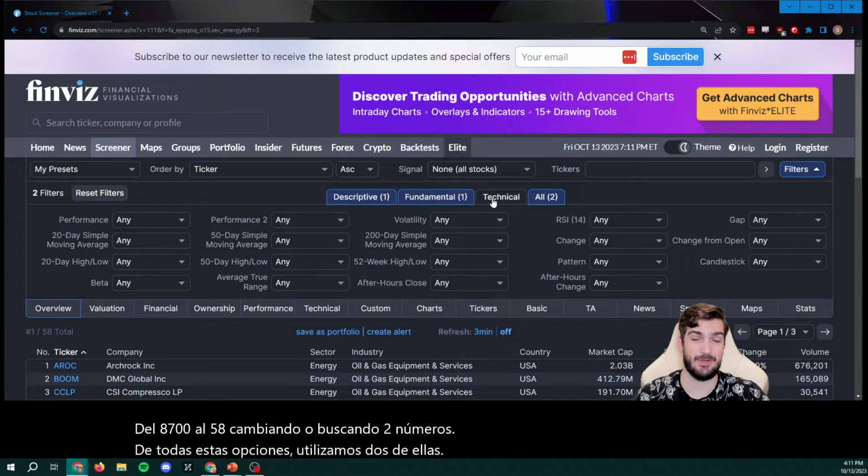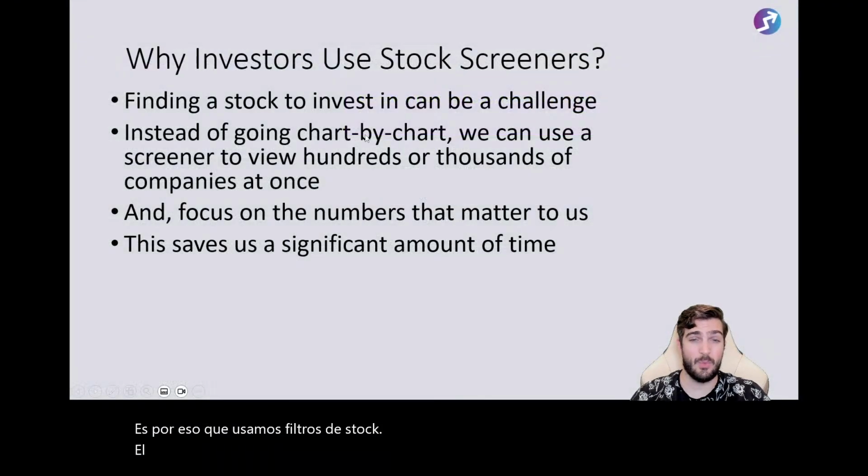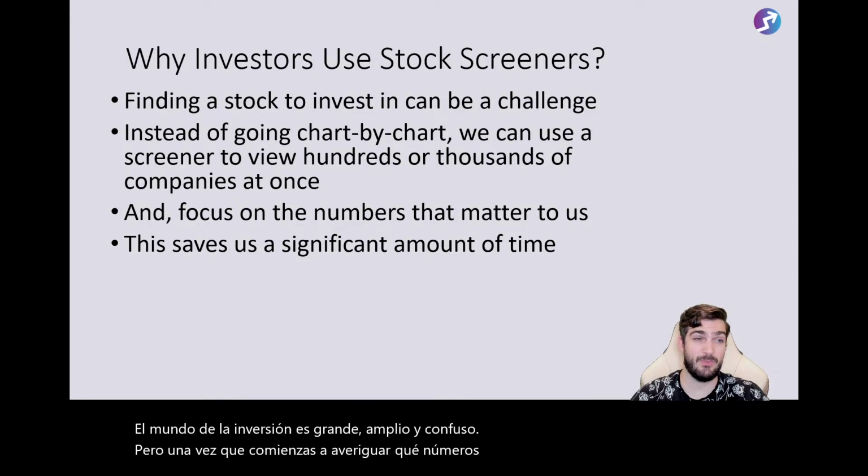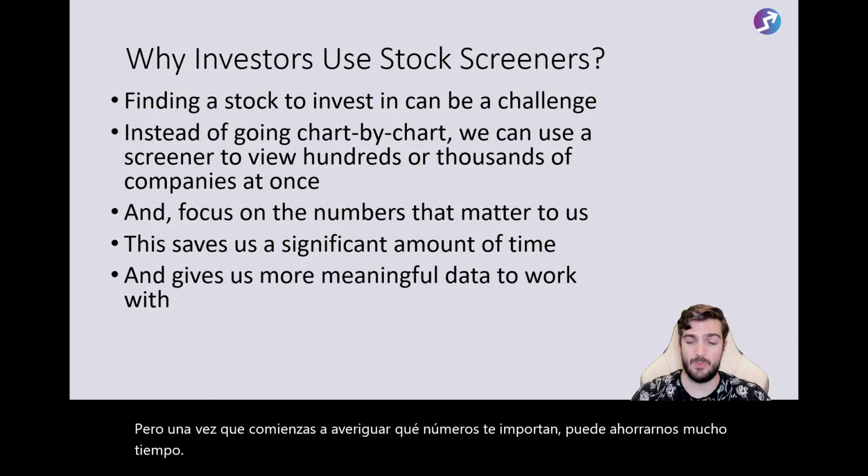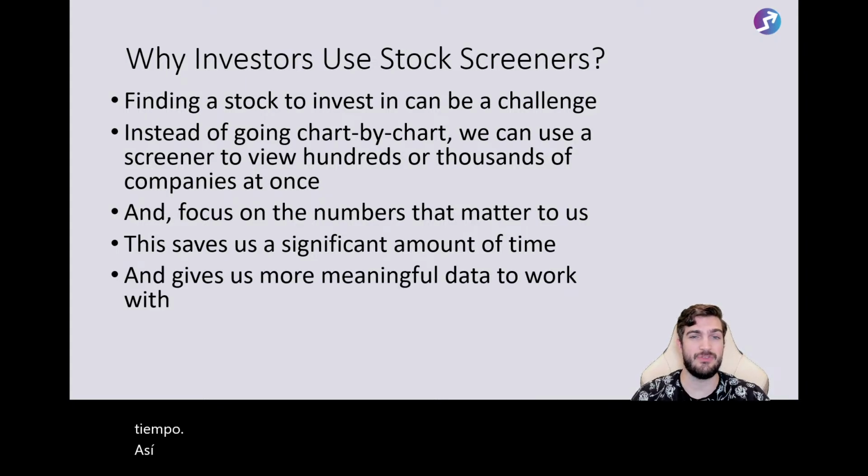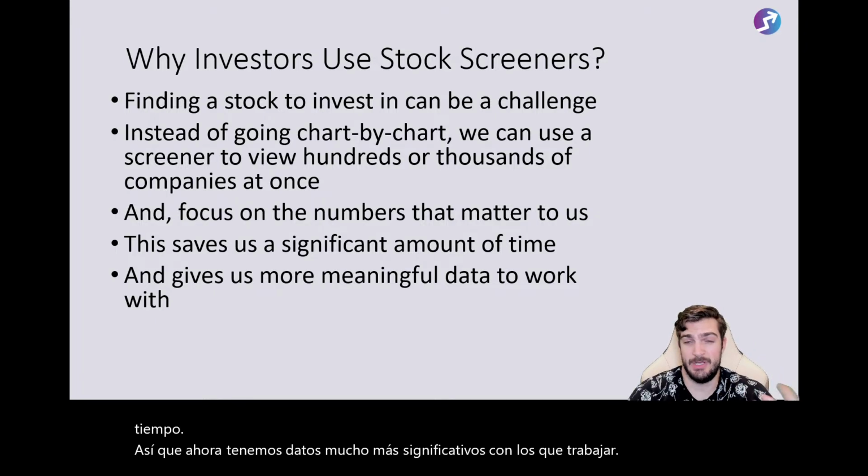That's why we use stock screeners. The world of investing is big, wide, and confusing. But once you start to figure out what numbers you care about, it can save us a lot of time. So now we have much more meaningful data to work with. 58 companies you can actually use.